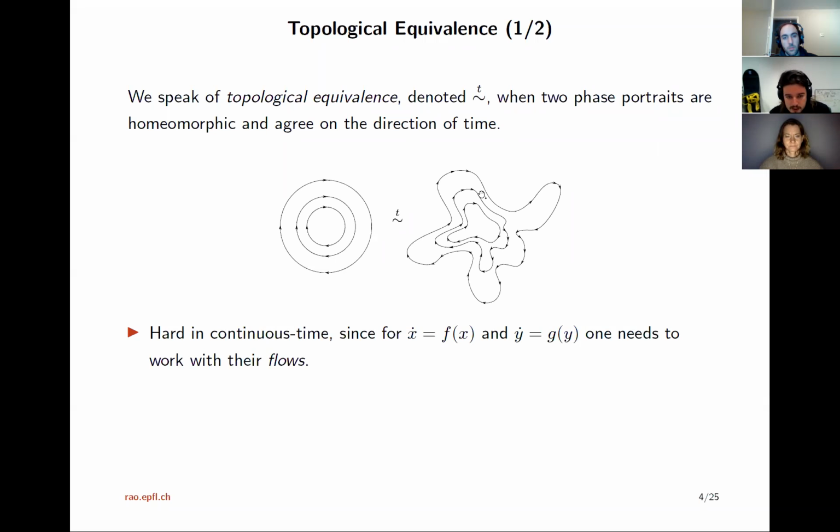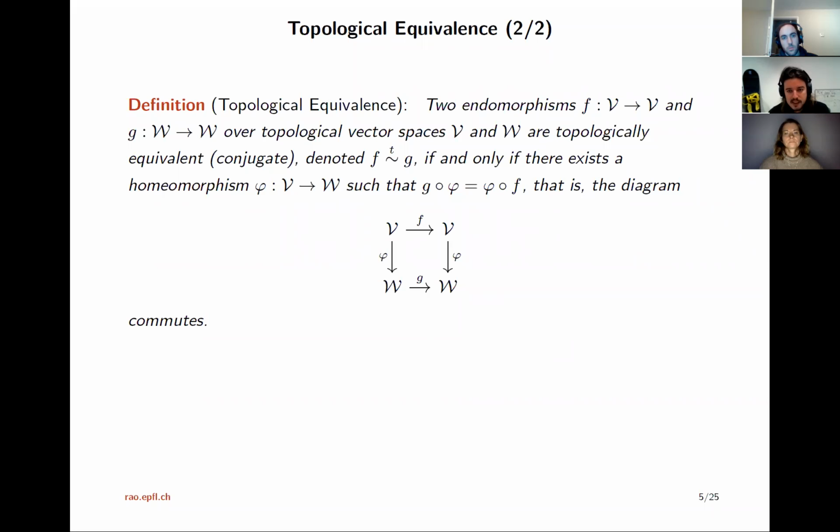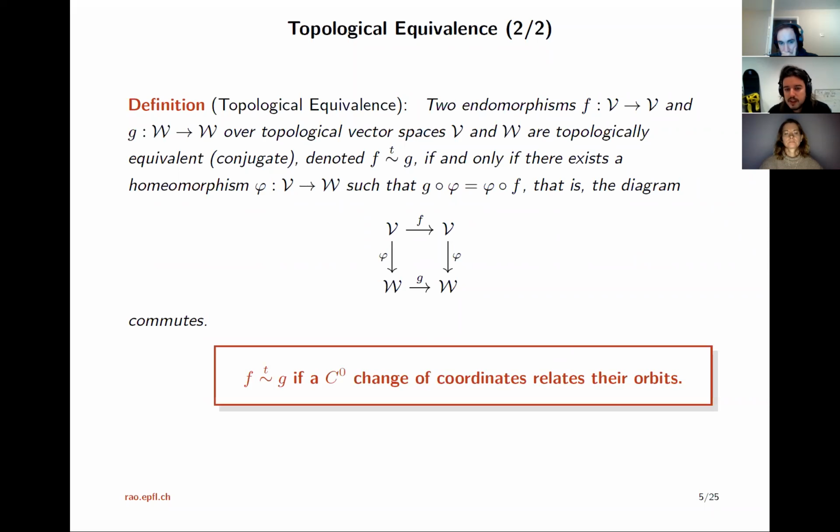You can think of this in the continuous time case, but there it can be quite hard to deal with because you need to work with the flows, with the solutions if you want, which can be hard. But in the discrete time case, you can directly work with the time one maps, in this case, for example, F and G, and you need to look for such a map, phi, which satisfies this relation. To define it a bit more formally, we say that two endomorphisms, F and G, are topologically equivalent, which coincides with them being conjugate, if the following diagram commutes. This just means that there is a very general and discontinuous change of coordinates. So there should be some homeomorphism which relates their orbits.